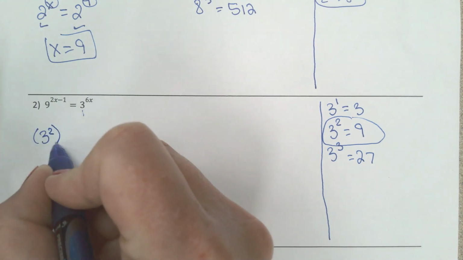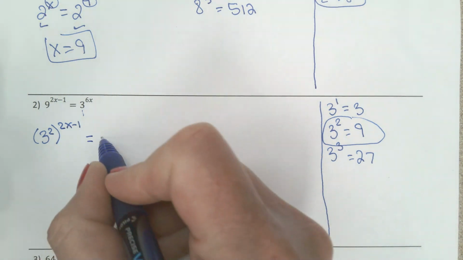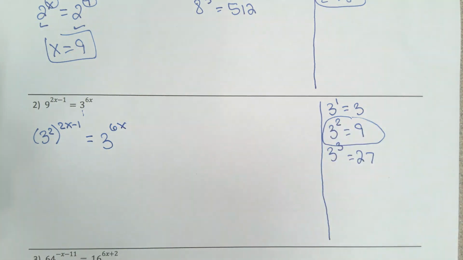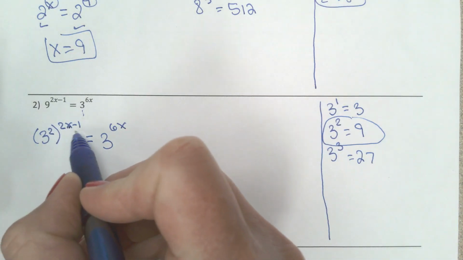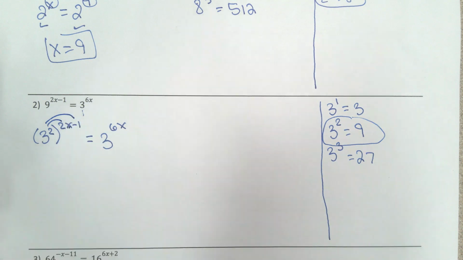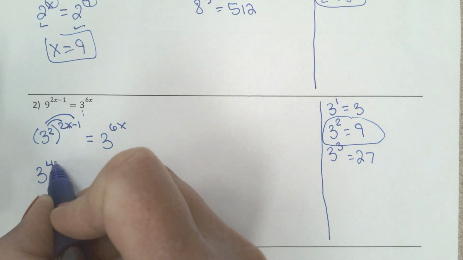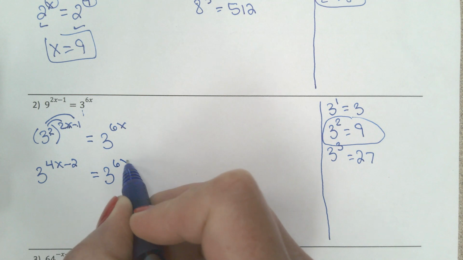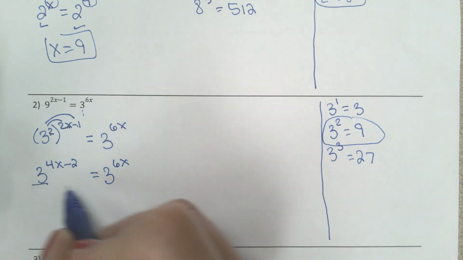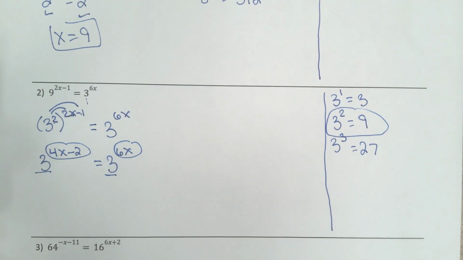So I have 3 to the second, and then I still have my existing exponent of 2x minus 1 equals 3 to the 6x. So we said that when you have an exponent raised to an exponent, you have to multiply. So since you had two terms right there, you have to distribute that 2 to both of them. 2 times 2x is 4x. 2 times -1 is -2. So now that my bases are equal, I'm going to drop them and I'm going to set my exponents equal and solve.